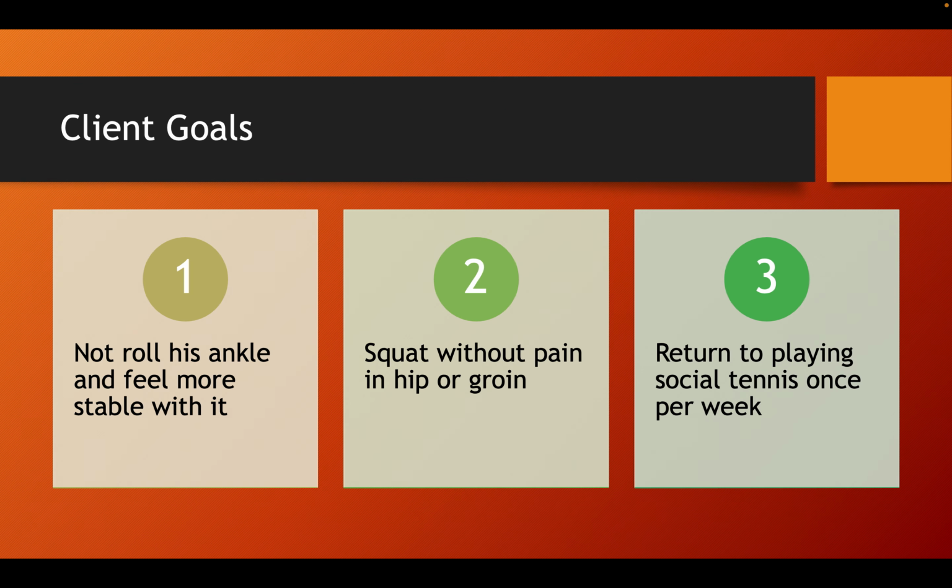When looking at Steve's goals, he expressed that he is keen to get back to playing his social tennis team once per week. He'd also like to not roll his ankle and feel more stable through it whilst playing. Steve additionally wants to be able to squat without pain in his left hip and groin.